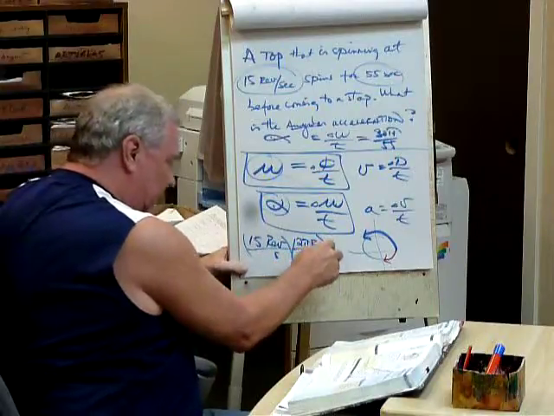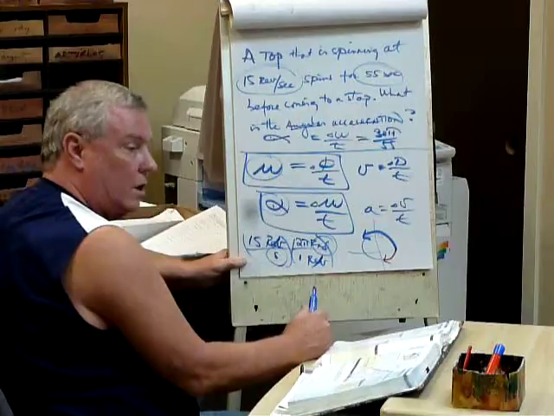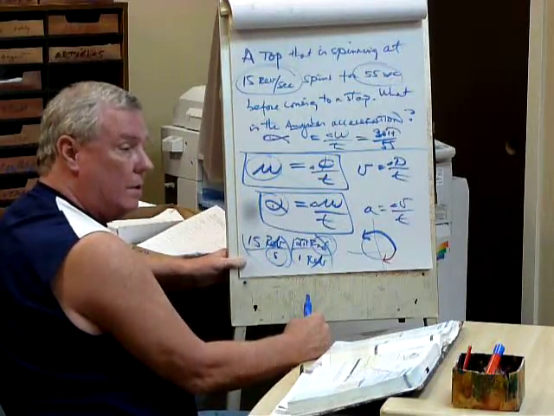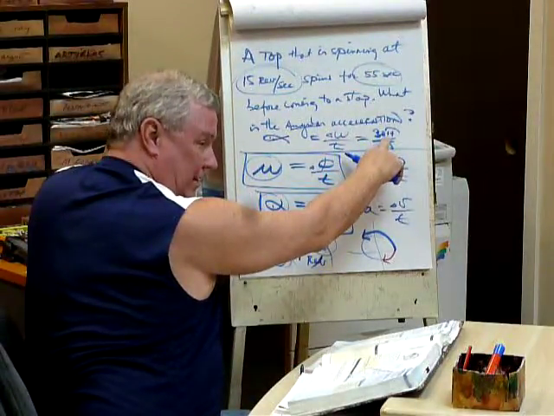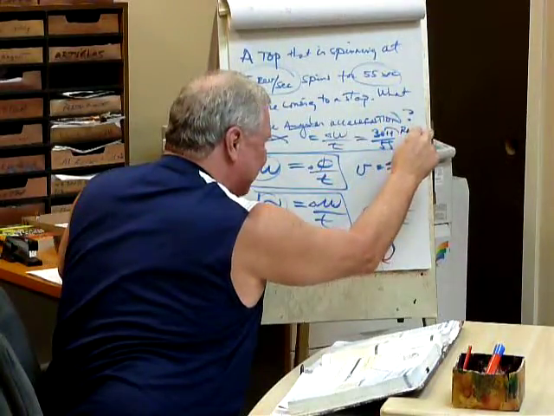Look, cancel my revs. I'm left with rads per second. And in order to get omega, don't you need revs? That is omega, rads per second. So that's just your omega. 30 pi over 55 is omega.